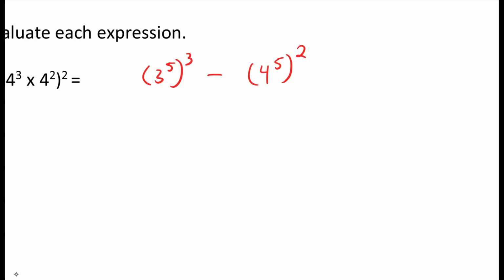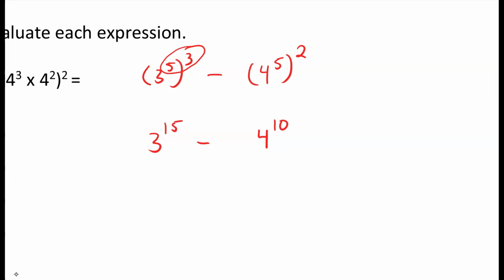Next thing that we need to do is simplify this. So 3 to the power of 5 in brackets to the power of 3, we have it set up that we need to multiply these two exponents together. 3 comes down, and we have 5 multiplied by 3 makes 15. Subtract 4, which is our base, and we have an exponent of 5 to the power of 2, which means 5 times 2, making 10.